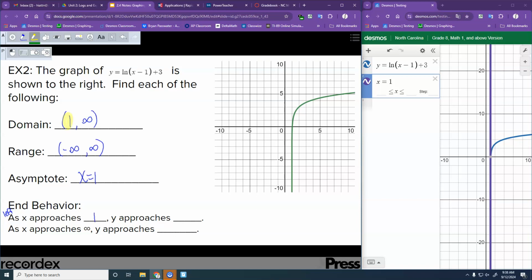What you'll see is whatever is your left side of your domain, that's the number that goes here whenever we're talking about logs. What is happening as I go to the left? What are my y values doing? They're going down. So what should I put for y approaches? Negative infinity. All right, what about as x approaches positive infinity? On this side, what's happening to my y values? They're going up. And even though they're not going up very fast, they will continue to go up forever. They'll go up to infinity.